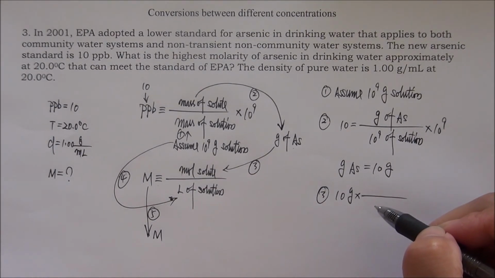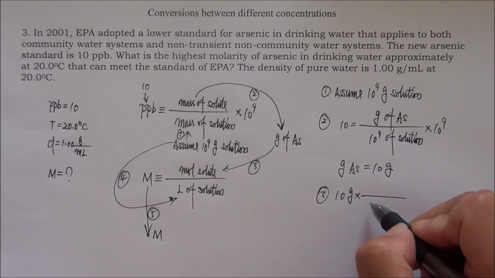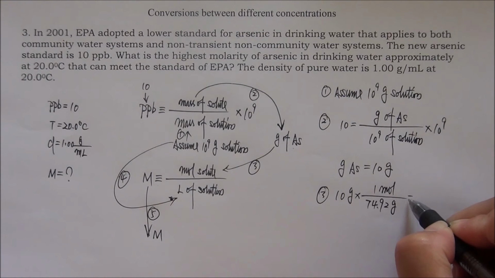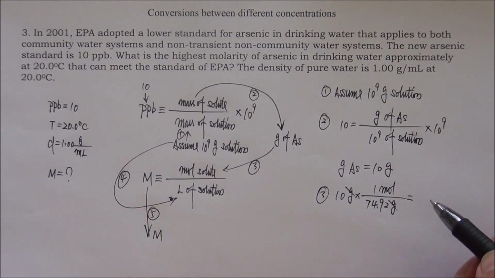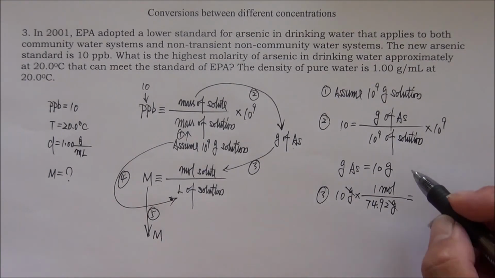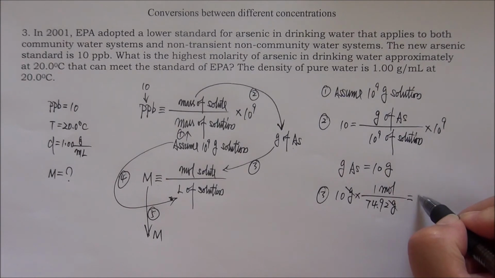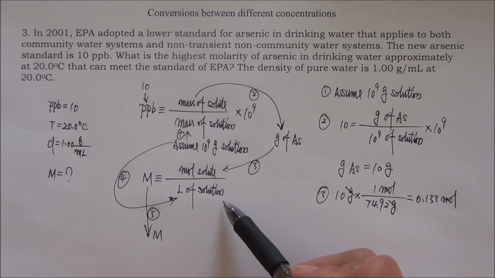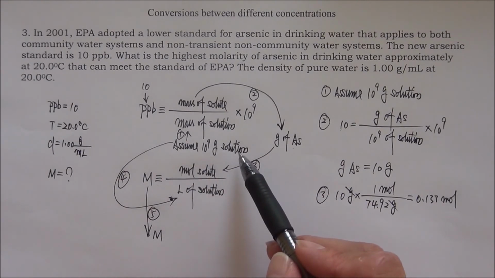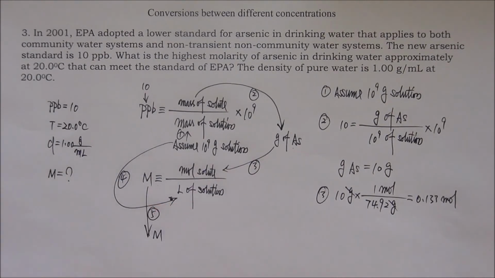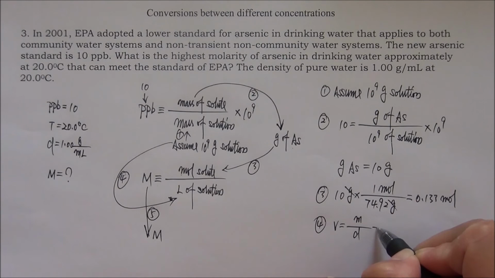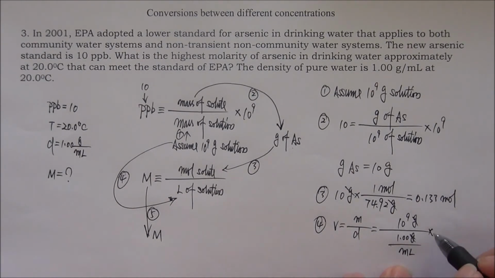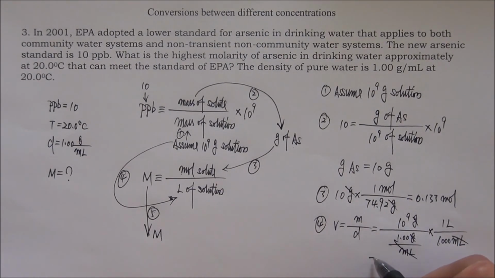Step 3. We will convert the mass of arsenic to the moles of arsenic. From the periodic table, the molar mass of arsenic is 74.92 gram per mole. If we plug these two numbers into a calculator, we will get 0.133 moles of arsenic. Step 4. We will calculate the liters of the solution by using the mass of the solution and the density of the solution. The volume of the solution is 10 to the 6 liters.